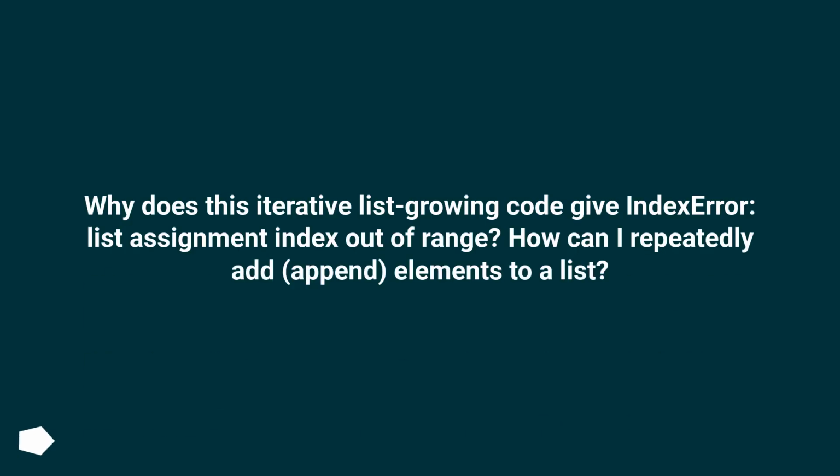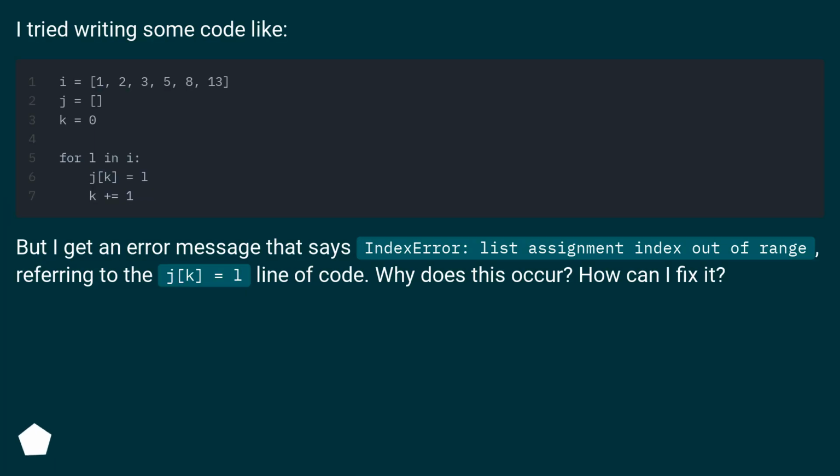Why does this iterative list growing code give an index error, list assignment index out of range? How can I repeatedly add, append, elements to a list? I tried writing some code like, but I get an error message that says IndexError: list assignment index out of range, referring to the j[k] = l line of code. Why does this occur? How can I fix it?